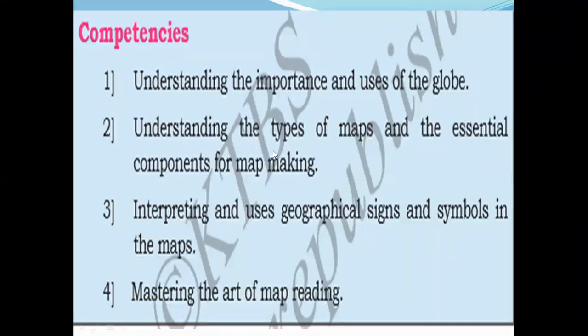And second point, understand the types of maps and essential components of map making. First you want to understand what you mean by maps, what the types of maps are, and what the essential components of a map are. Third point, interpreting the uses of geographical signs and symbols on maps. We have to know the geographical symbols and signs in the map. And fourth one, mastering the art of map reading. What are the things needed to understand the map? These are the things we are going to learn in this lesson.